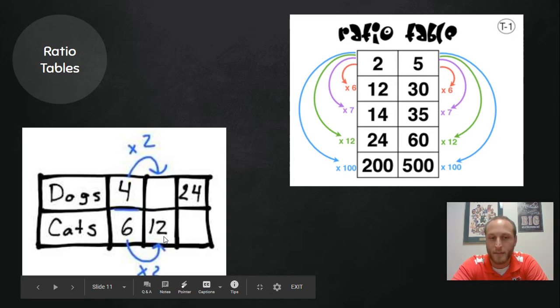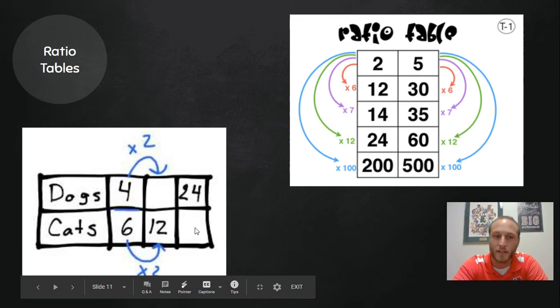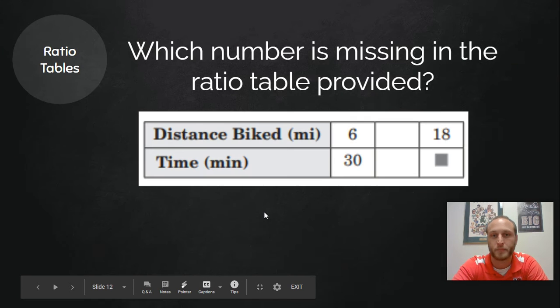So I know that 6 times 2 is going to give me 12, and whatever I do to the bottom, I have to do to the top in this case. So 4 times 2 is going to give me 8. So 8 would be filled in right here. And if I wanted to fill in this piece, I could just use that same pattern, because I know that 4 times 6 is going to give me 24. So in this case, I would do 6 times 6, which would bring me down to 36 over here on the side. And then we know that all 3 of these ratios are equivalent to each other.